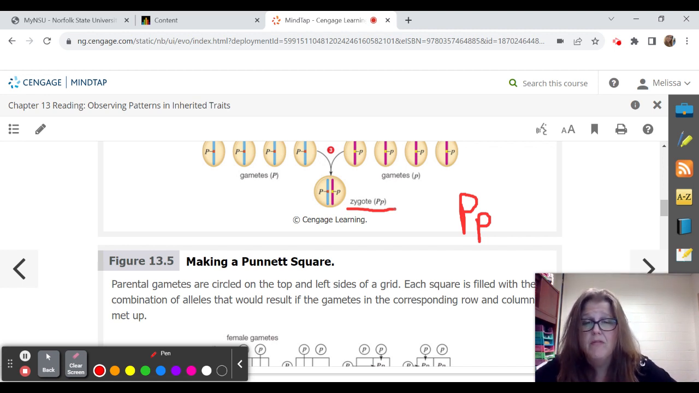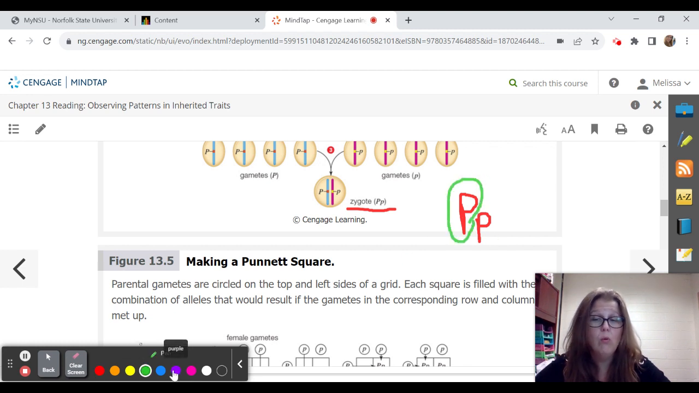If we were to take this plant and cross it with another plant, this parent is either going to give a dominant allele or a recessive allele to their offspring. And that is where the law of segregation comes into play. They separate. These alleles are not inherited together.